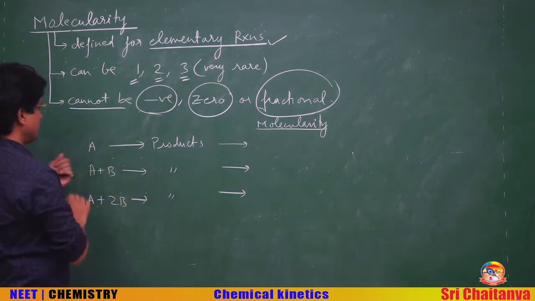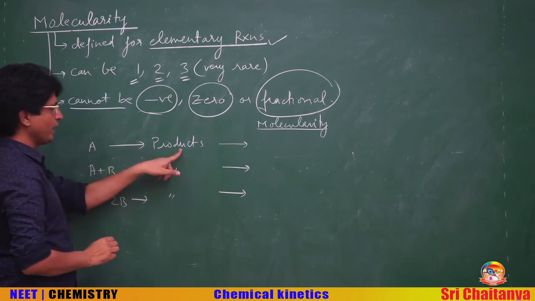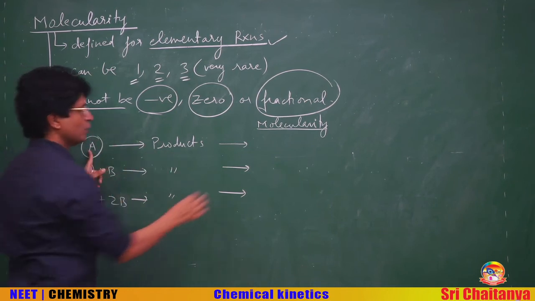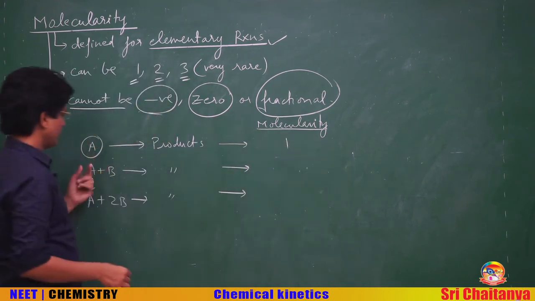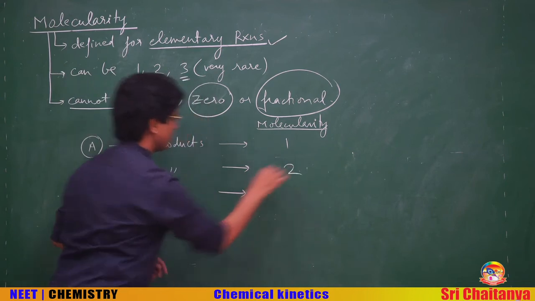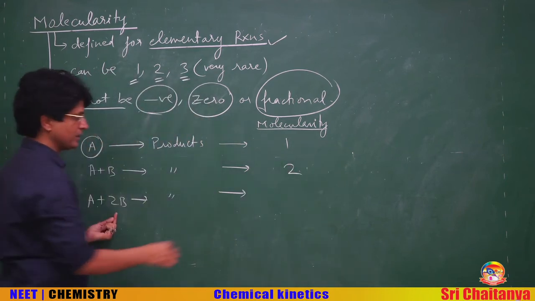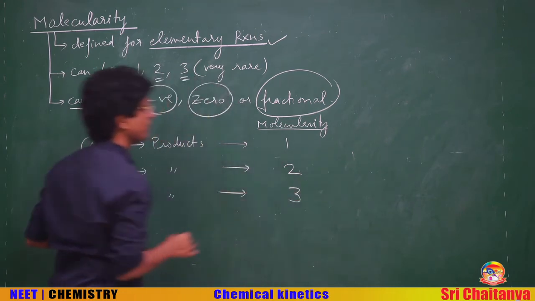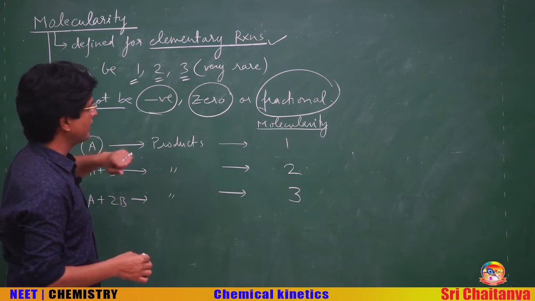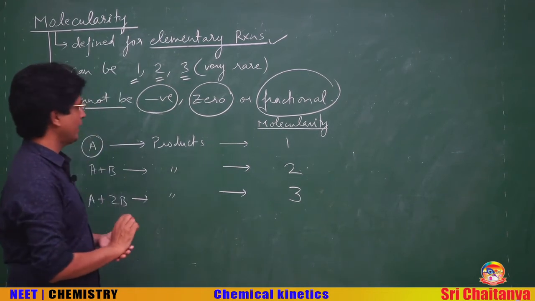Now see, let us say we are having some elementary reaction, A giving you products. So how many particles are participating in this reaction? Only 1. So molecularity will be 1. A plus B, 2 particles. So molecularity will be 2. A plus 2B, 1 and 2, 3 particles. So molecularity will be 3. Remember that this is a theoretical concept as compared to the order, which is a practical concept. Okay, I hope it is clear.